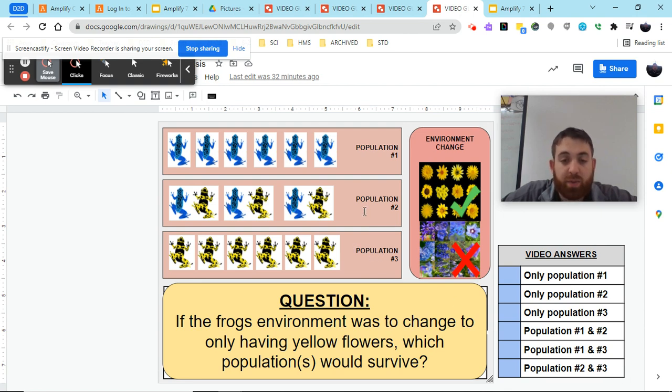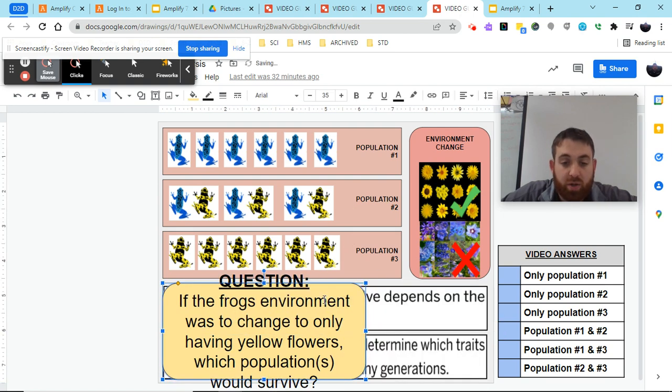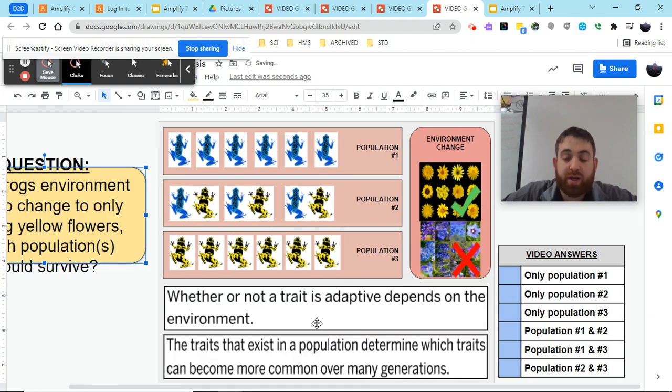We know that any population that has that adaptive trait is most likely to survive. And more specifically, whether or not a trait is adaptive depends on the environment. In this environment, it's yellow, so that's the one that's more likely to be adaptive. The traits that exist in a population determine which traits can become more common over many generations. So these traits are going to be more likely to become more common because they are the adaptive trait. So that's how we use the key concept to figure out the answer.